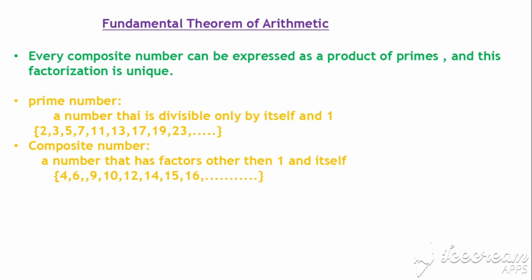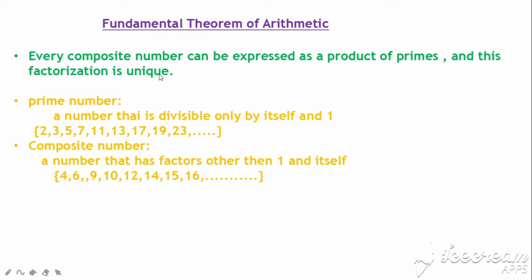When you consider 4, the factors of 4 can be 1, 2 and 4. When you consider 6, the factors can be 1, 2, 3 and 6. Other than 1 and 6, 2 and 3 are factors of 6. Now when you consider 9, the factors can be 1, 3 and 9. Other than 1 and 9, 3 is present. So it is a composite number.